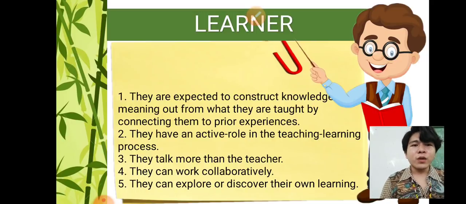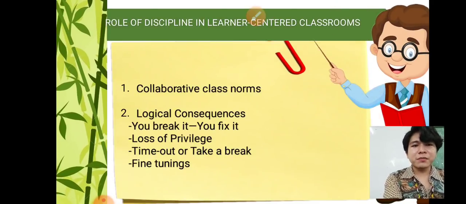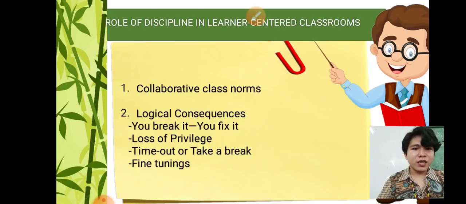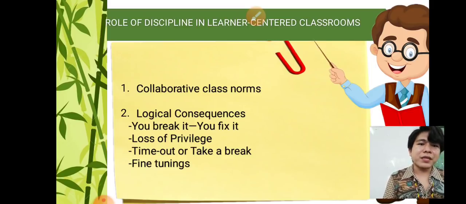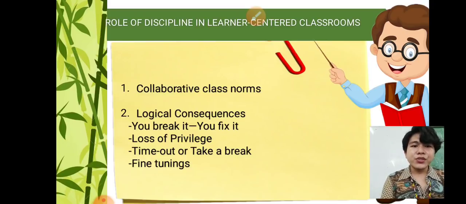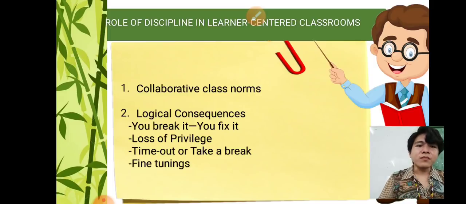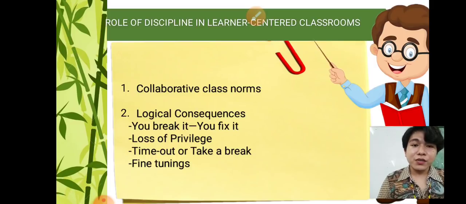And now, what are the things that we need to remember when it comes to the role of discipline in the learner-centered classroom? First, collaborative class norms. As I've said earlier, your classroom should have a norm, or in layman's terms, the things that they really need to follow. That includes rules as well as regulations. Number two, logical consequences. Part of your rules, the students should know the consequences of their actions.